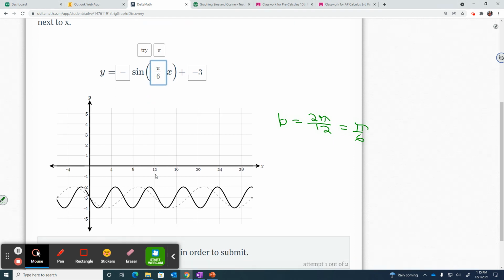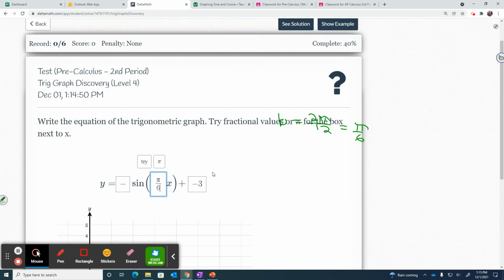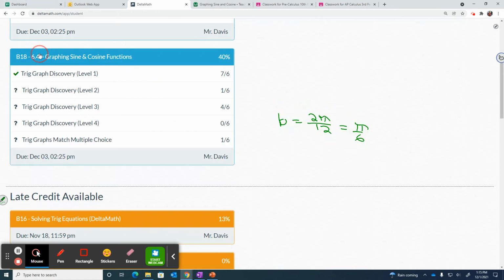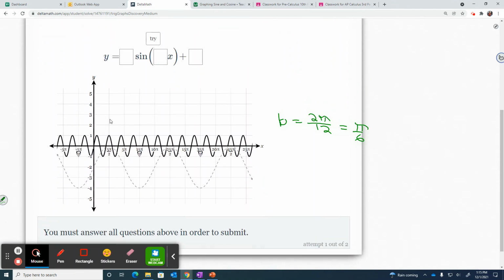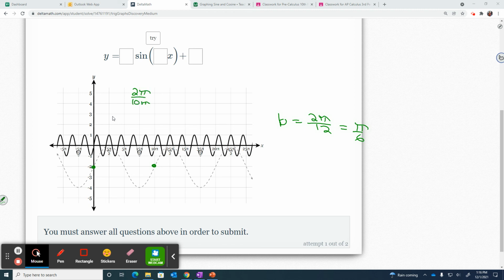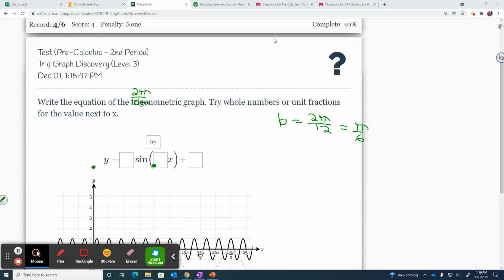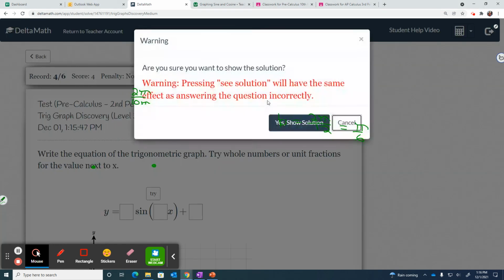There are some, I think in level 3, that are maybe even a little bit more challenging, where you'll get fractional ones. So for instance, this one, the period of this dotted one, from here to here, is 10 pi. This one's not bad. It's 2 pi over 10 pi. So obviously that reduces to just 1/5 for your b. Let's try to see something a little bit harder.